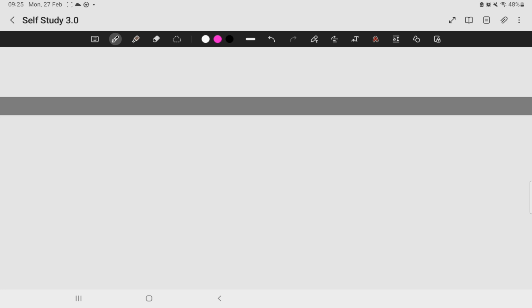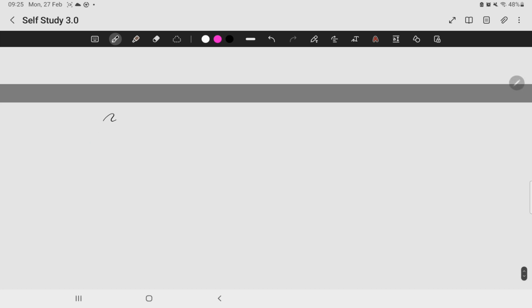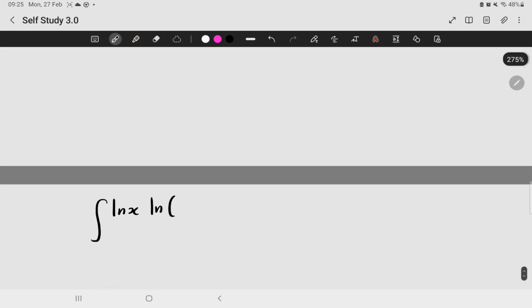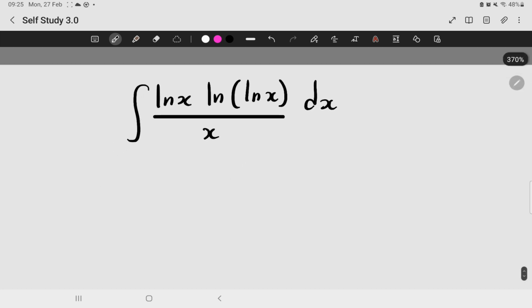So let me write it down. So we integrate ln of x times ln ln of x divided by x dx.